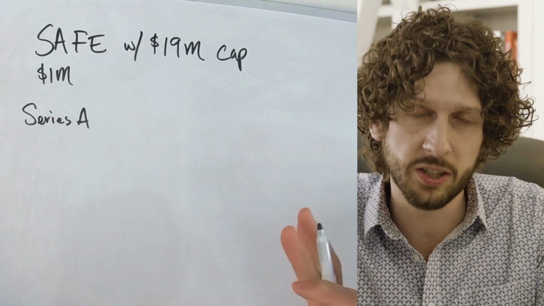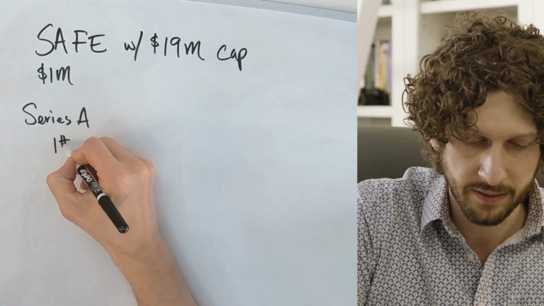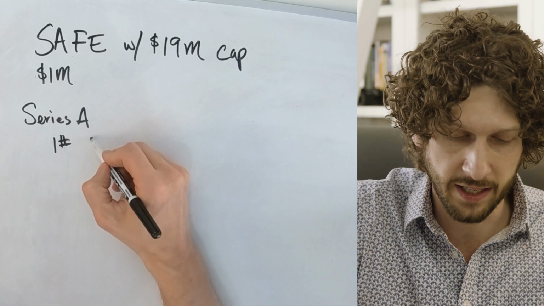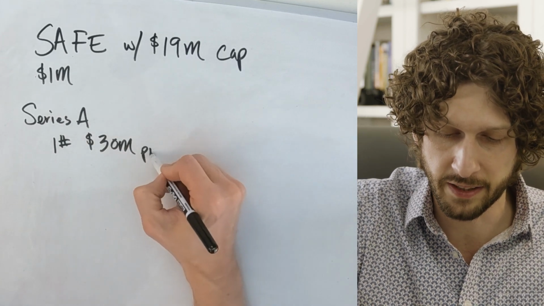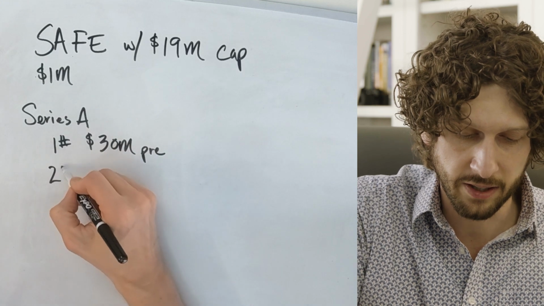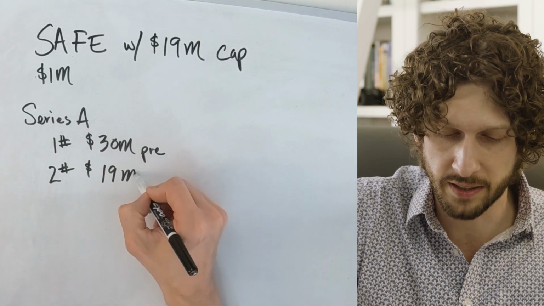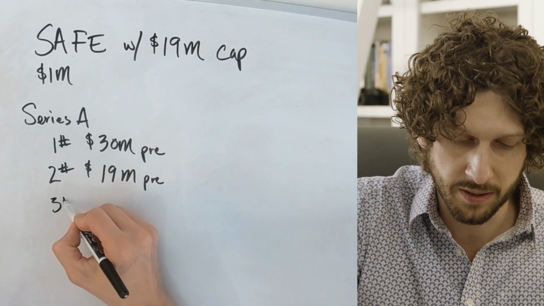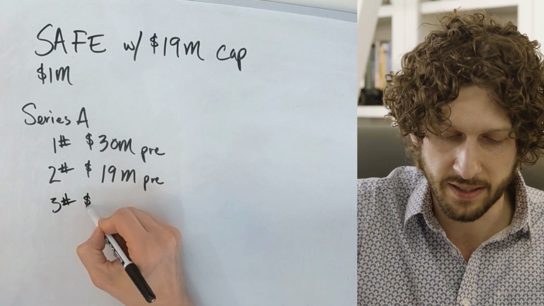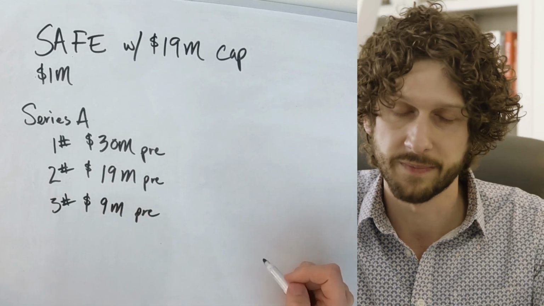And in this case, there could be 3 potential outcomes. Outcome number 1, they raise at a $30 million valuation, pre-money. Outcome number 2, they raise at a $19 million pre-money valuation. And number 3, they raise at a $9 million pre-money valuation.